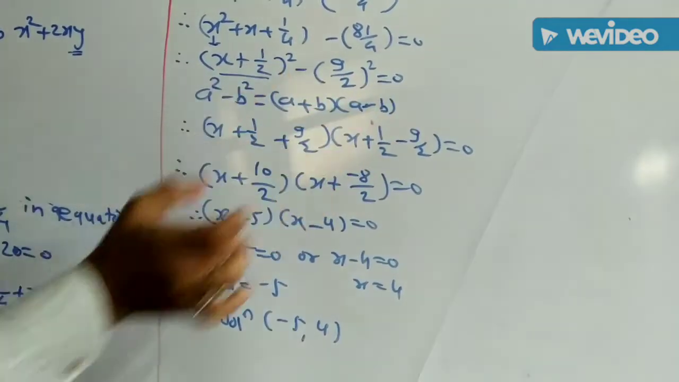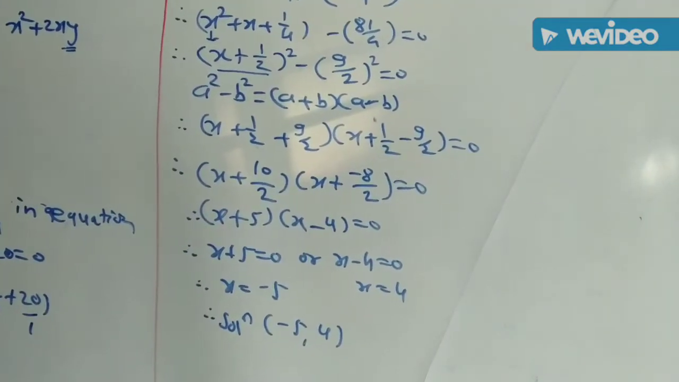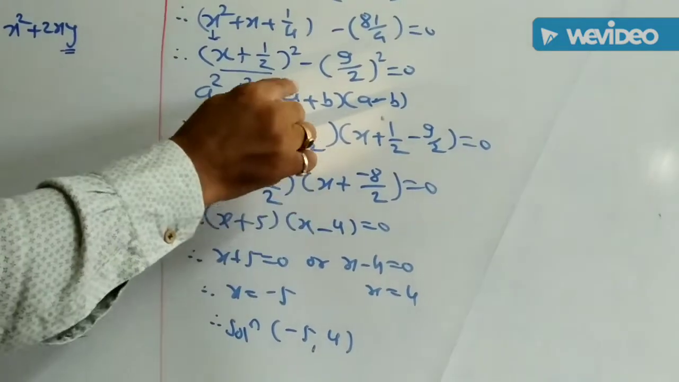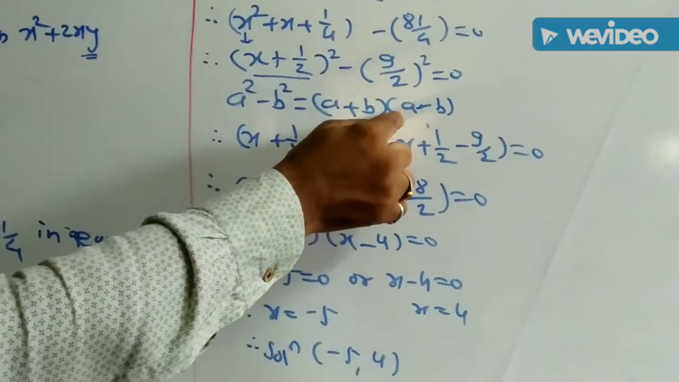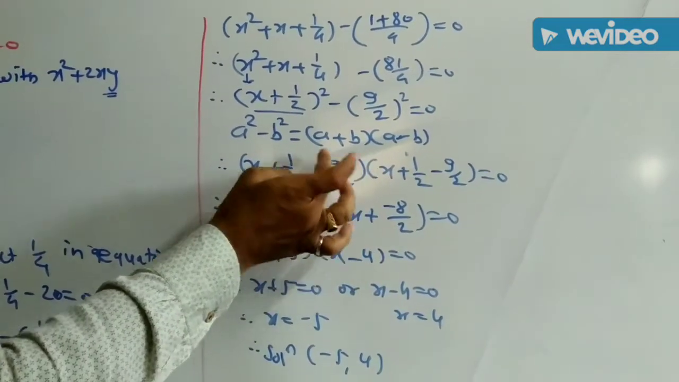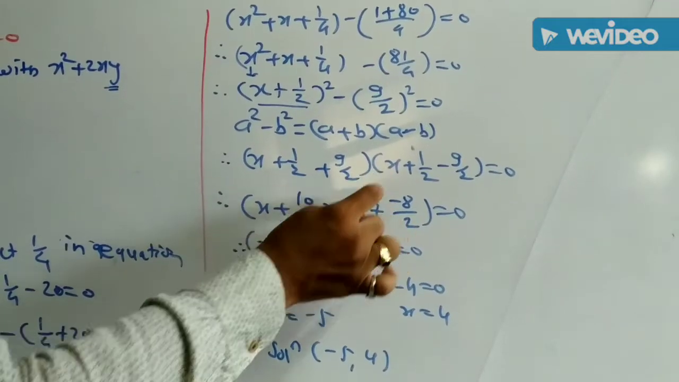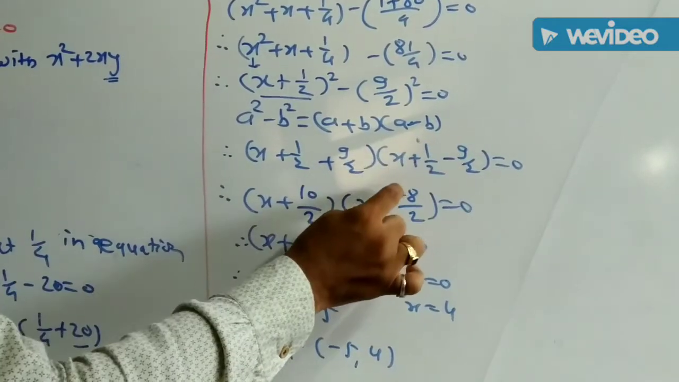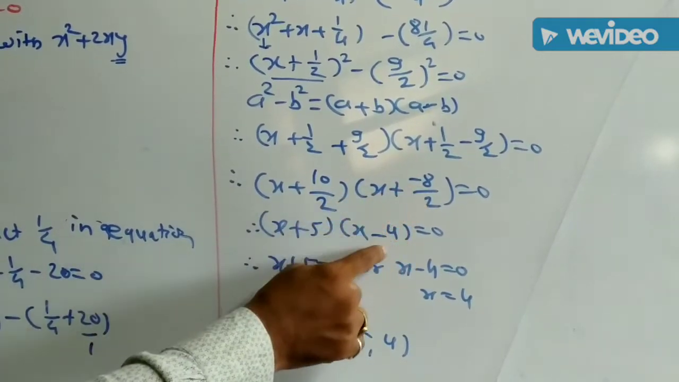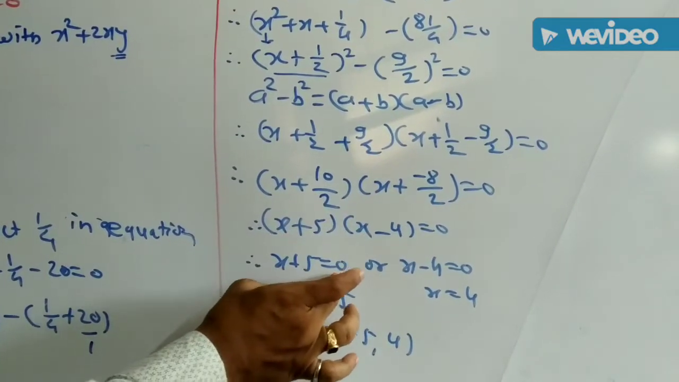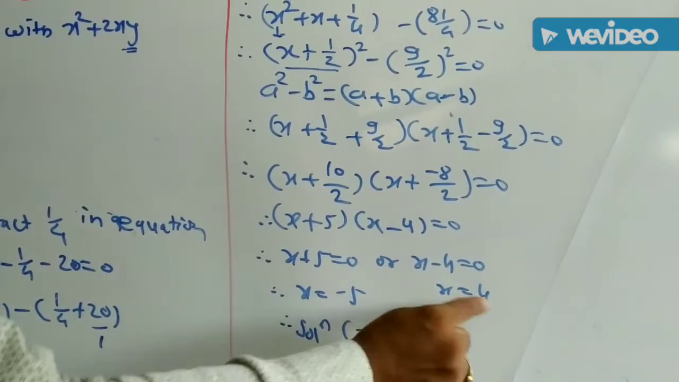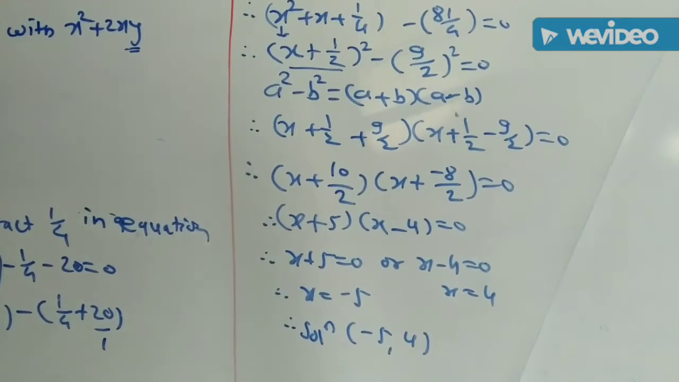Now it is in the form of a square minus b square. Therefore, we write instead of a, x plus 1 half, and instead of b we write 9 upon 2: (x plus 1 half plus 9 upon 2) into (x plus 1 half minus 9 upon 2). Now x plus, addition of 1 and 9 is 10, so 10 upon 2, which is 5. x plus 1 minus 9 that is minus 8 upon 2, that is minus 4. Now x plus 5 is equal to 0 or x minus 4 is equal to 0. Plus 5 gets minus, minus 4 gets plus, which is the solution of the equation.